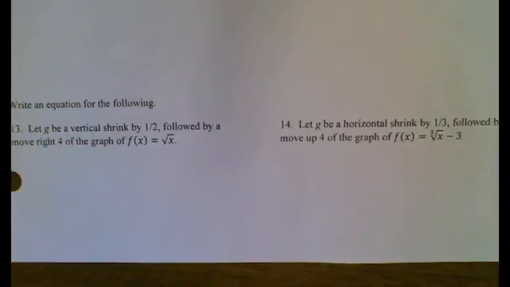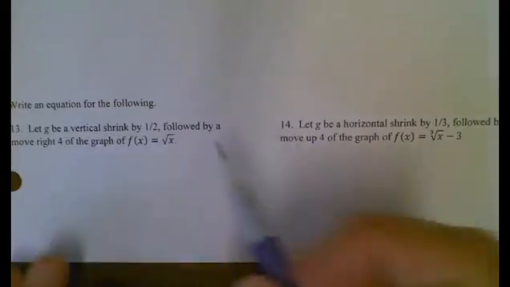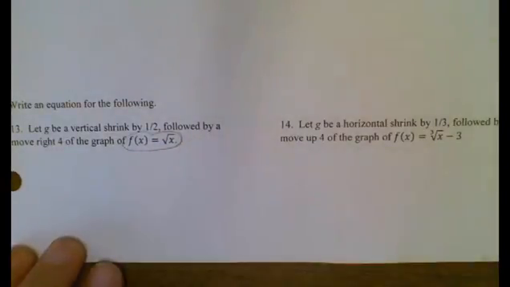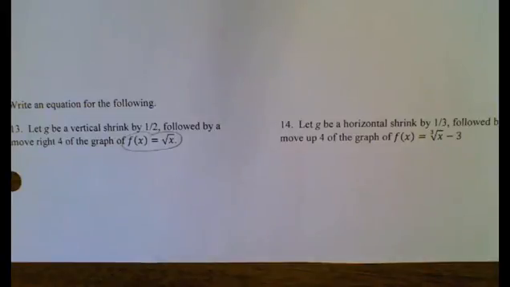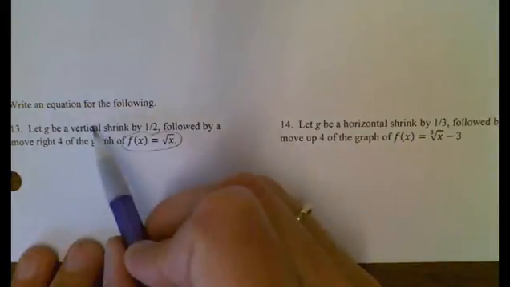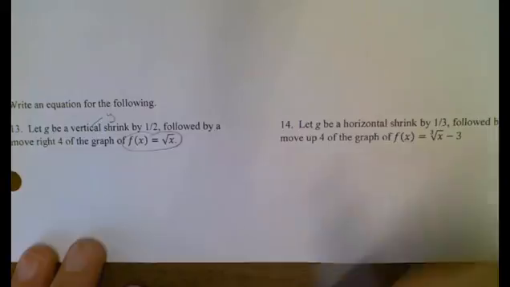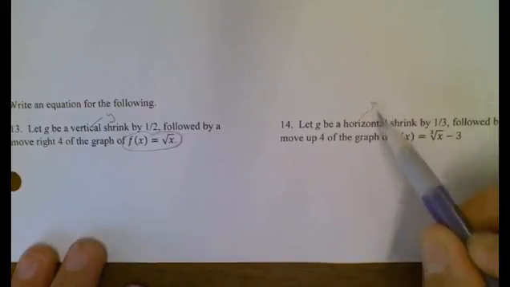Alright, the next few directions say write an equation, so it's just making sure you can set up transformations. Here's my parent function. I'll tell you what the parent function is. And it says let g be a vertical shrink by a half. So you need to know what vertical means. Vertical means it's going to affect the y. If you see horizontal, it's going to affect the x.